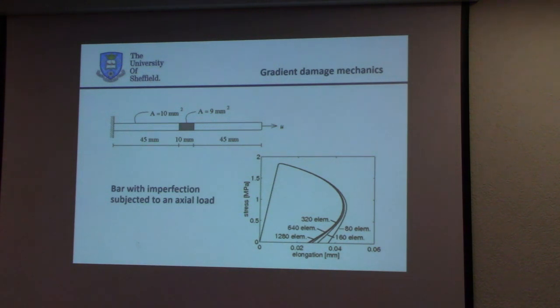Now, does this work? Yes, this works very nicely, in fact. This is the case, again, of a bar with a small imperfection. So here we load it. We have a cross-section here over 10 millimeters, which is reduced by 1 square millimeter. And when you then refine the mesh, you do see that you get convergence to a physically meaningful solution, because the area under this curve is finite and therefore shows energy dissipation.